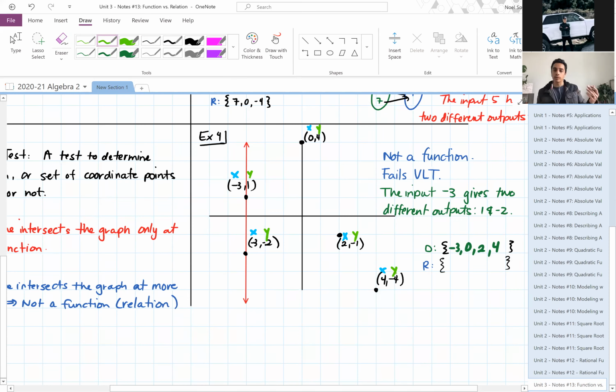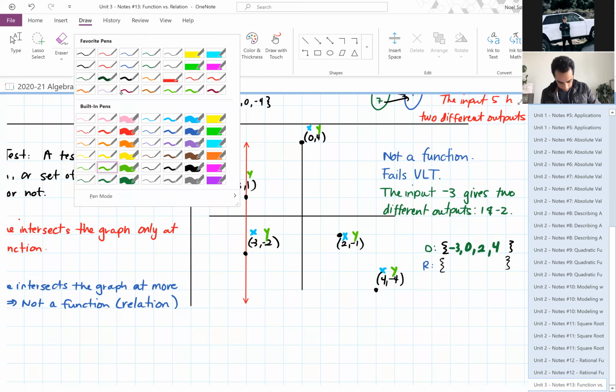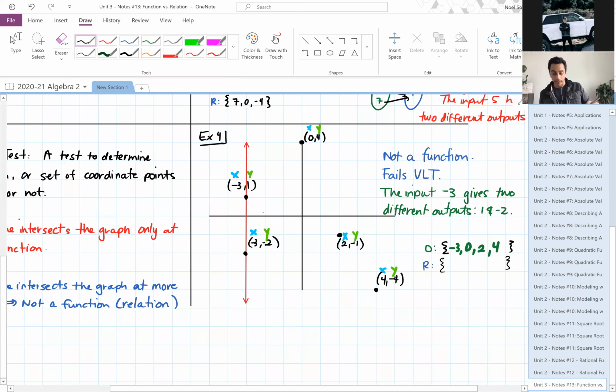All right, so again, you don't repeat them, you list them. Sorry, I got the colors all mixed up. My fault. That's okay. All right, so range, remember, is just the y values. So we have 1, -2, 4, -1, and -4. And those would be the elements that belong to the range, okay? Because those are the only y values that we have.